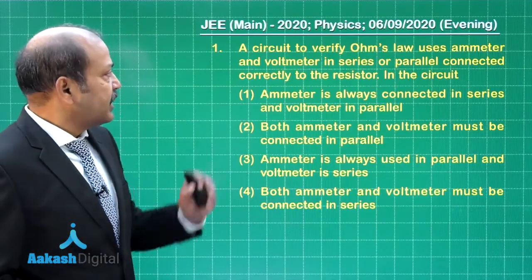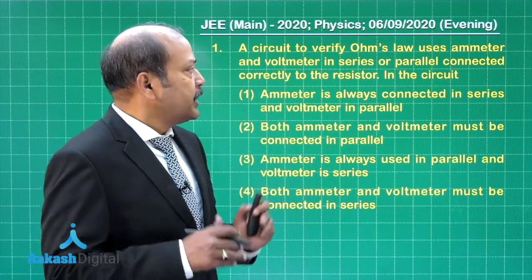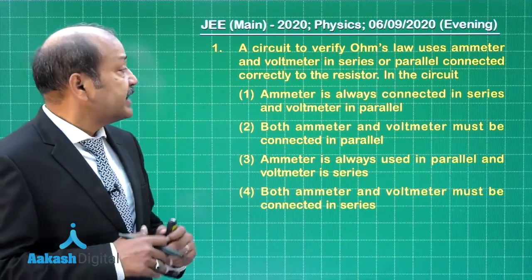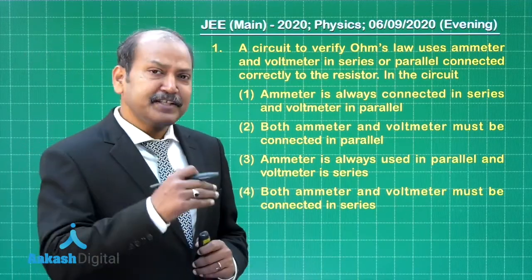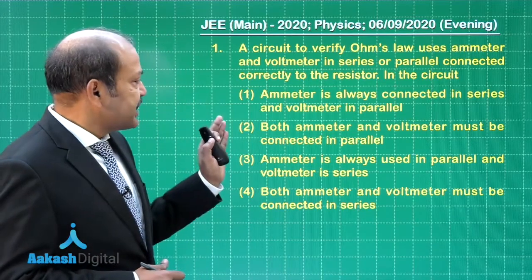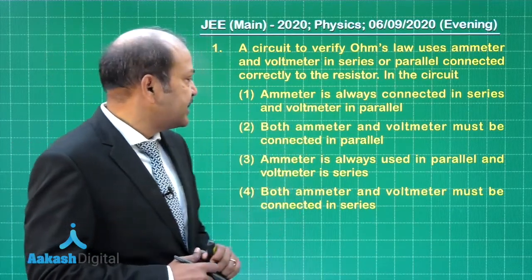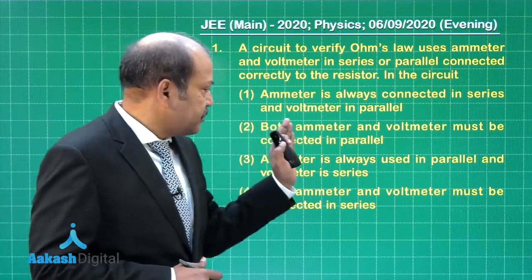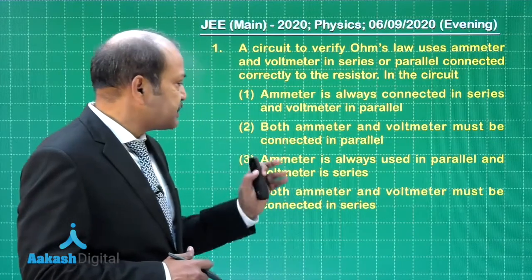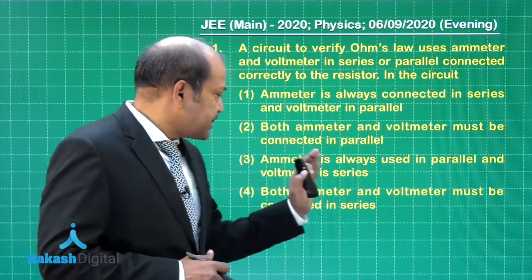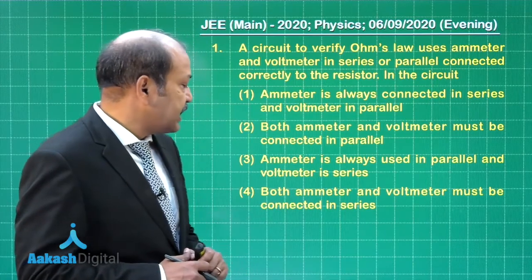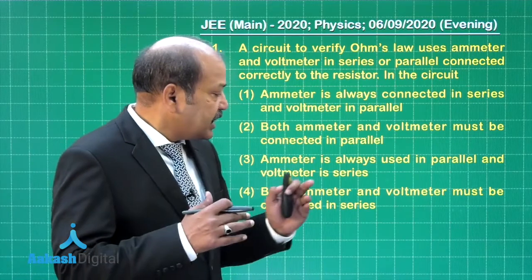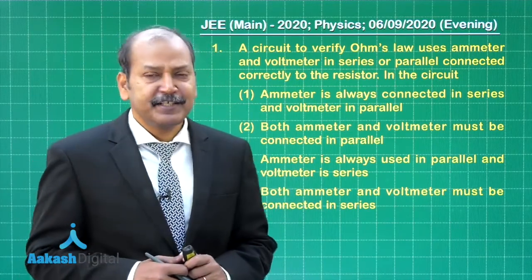Question 1 says, a circuit to verify Ohm's law uses an ammeter and a voltmeter, in series or parallel, connected correctly to the resistor. In the circuit, the first option says ammeter is always connected in series and voltmeter in parallel. The second option says both ammeter and voltmeter must be connected in parallel. The third option says ammeter is always used in parallel and voltmeter in series, and the fourth one says both ammeter and voltmeter must be connected in series.